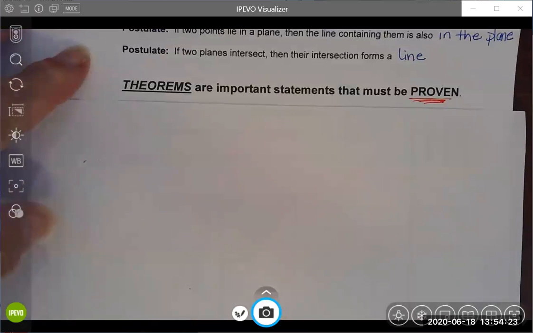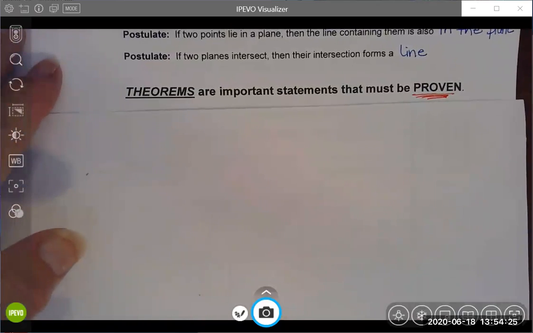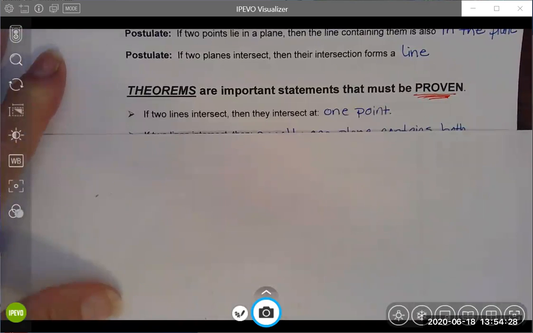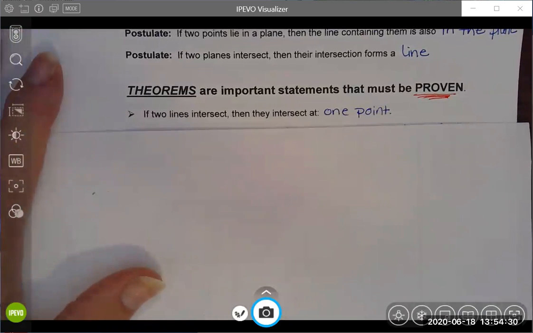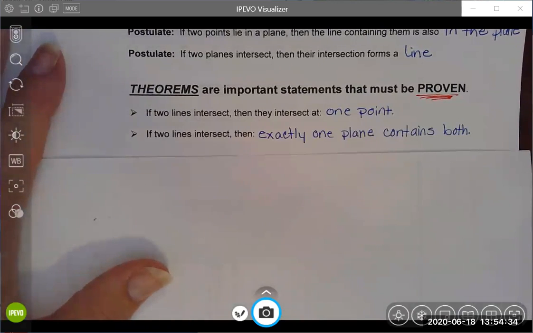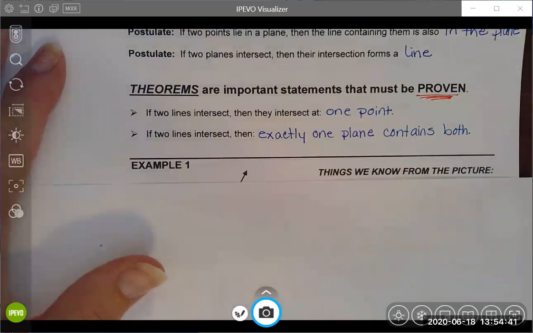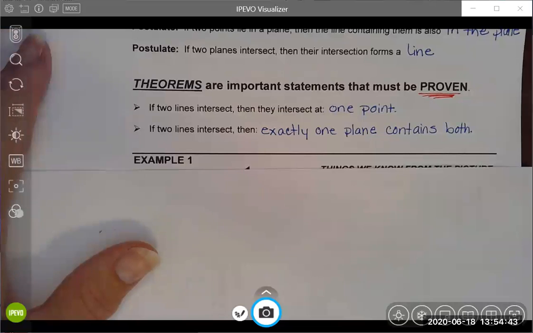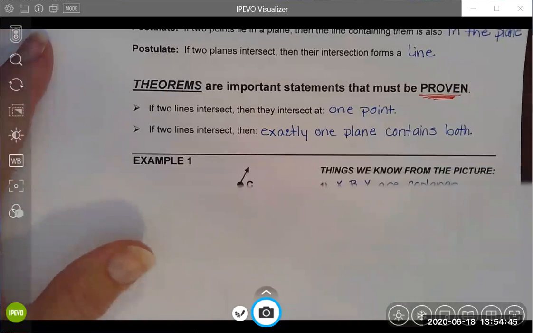Here are some fundamental theorems that we rely on rather heavily in geometry. If 2 lines intersect, they intersect at 1 point. If 2 lines intersect, then exactly 1 plane contains them both. So those are our 2 theorems that we're going to start with. Let's look at an example.